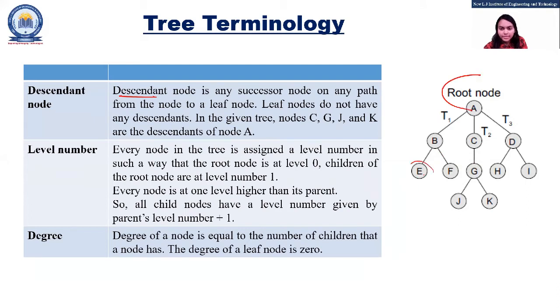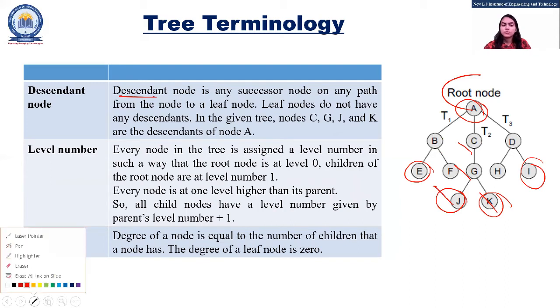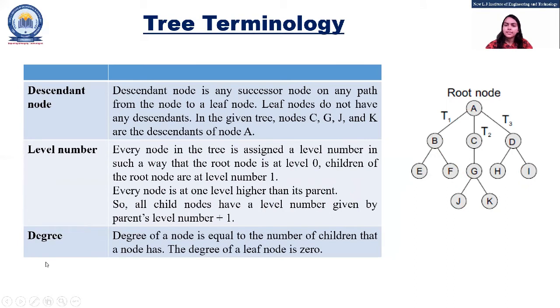And E, that is leaf nodes. All the leaf nodes do not have descendant nodes, right? So in the given tree, if we see C, G, J and K are descendants of root A because they are the successors of root A. So ancestor is also known as predecessor, and successor and descendant are synonyms. Okay. Next is level number.